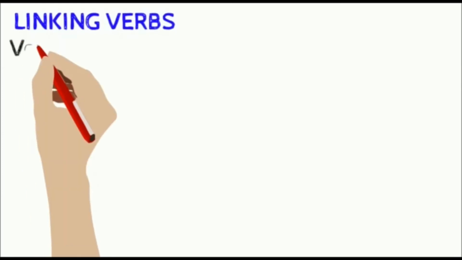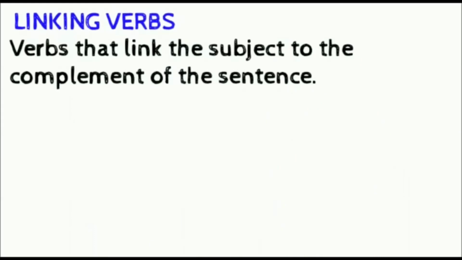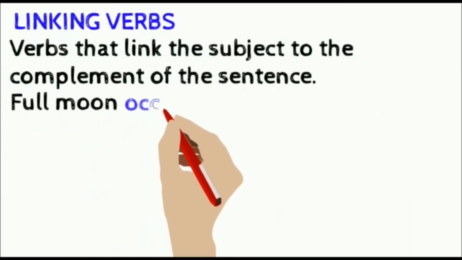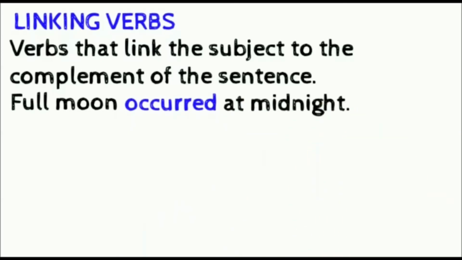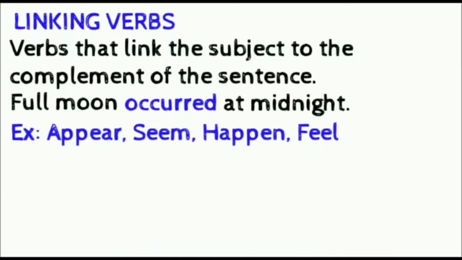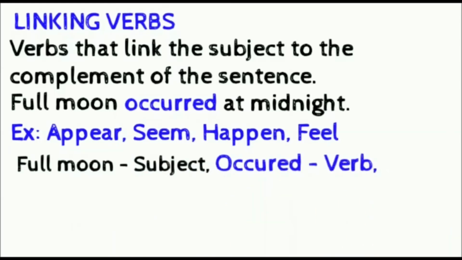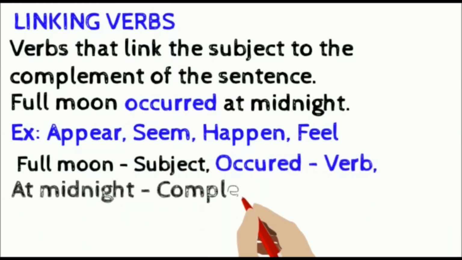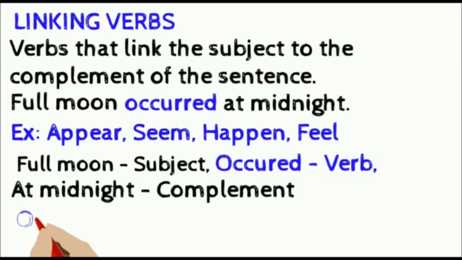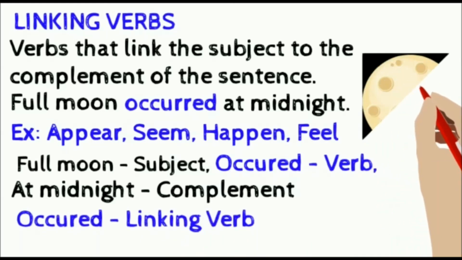The last type of verb we're going to discuss is the linking verbs. As the name suggests, it is used to link the subject and the complement of a sentence. Here, full moon occurred at midnight. Full moon is the subject, occurred is the verb, at midnight is the complement. Some more examples of linking verbs are appear, seem, happen, feel. So this verb connects the subject full moon to the complement at midnight, therefore occurred is the linking verb.